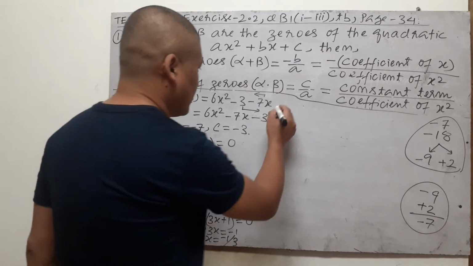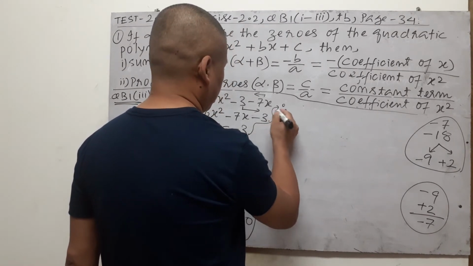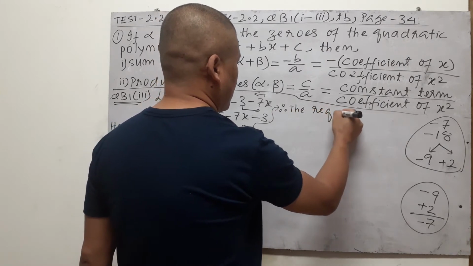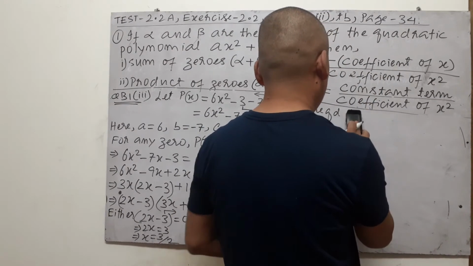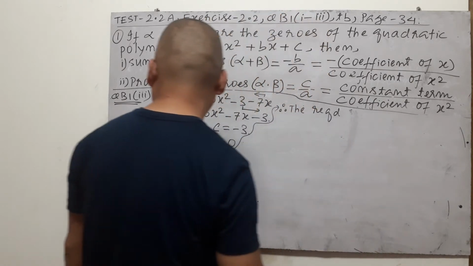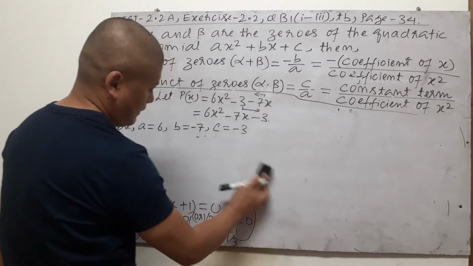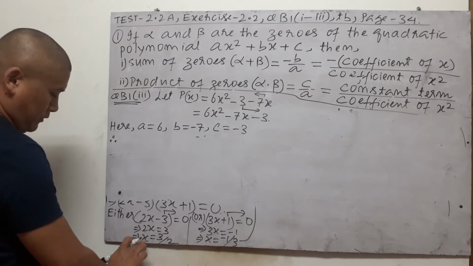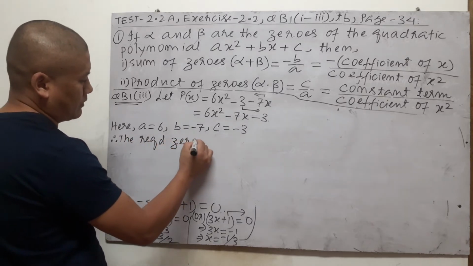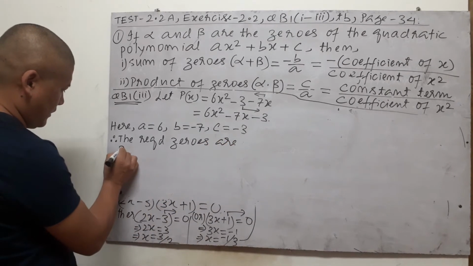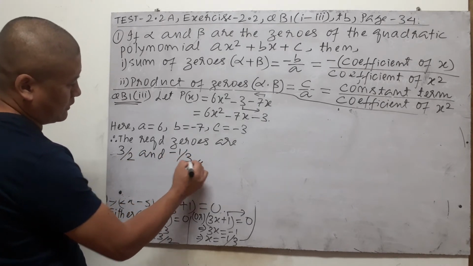Yes, exactly matching the book answer. So we write here, therefore, the required zeros, or we can just write it here. We won't be needing this one anymore, so just write it here. After getting these two values, below this step, the required zeros are, first one, zeros means values of x, 3 by 2, and next one, minus 1 by 3.